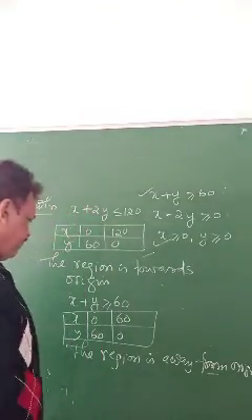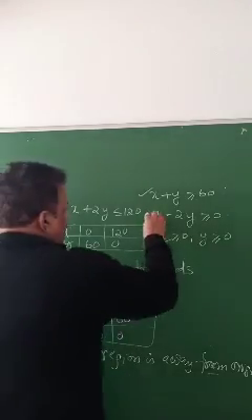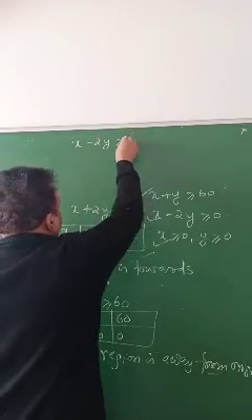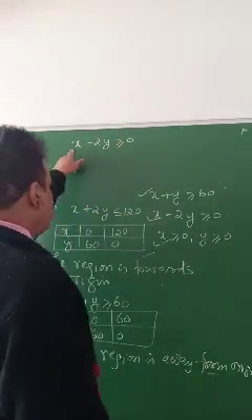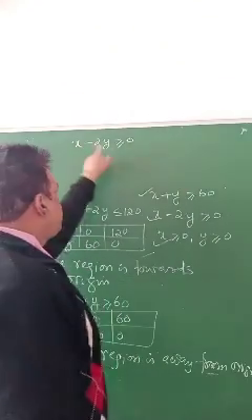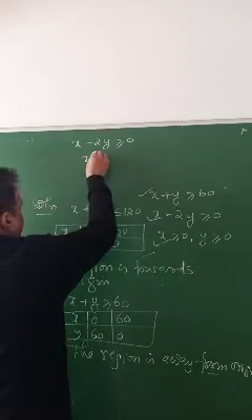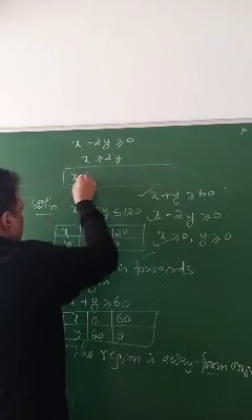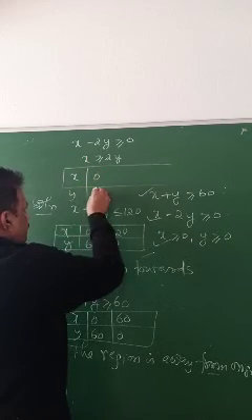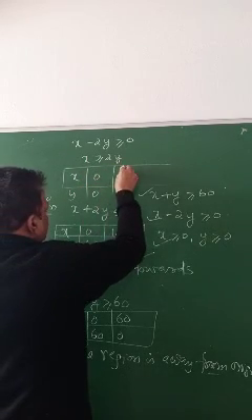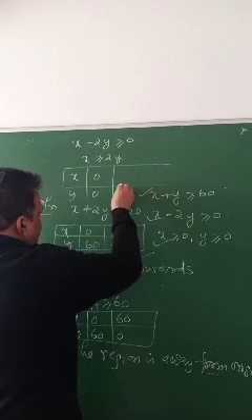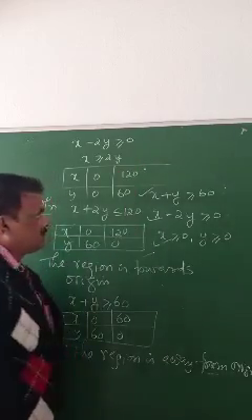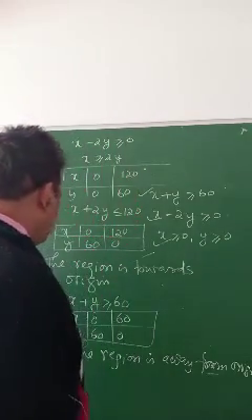Then comes this one, x minus 2y greater than 0. Remember here, when there is no constant, the line will pass through the origin. Put the value x, y as 0, 0. Suppose y is 60, then x is 120. This one you have to check separately.